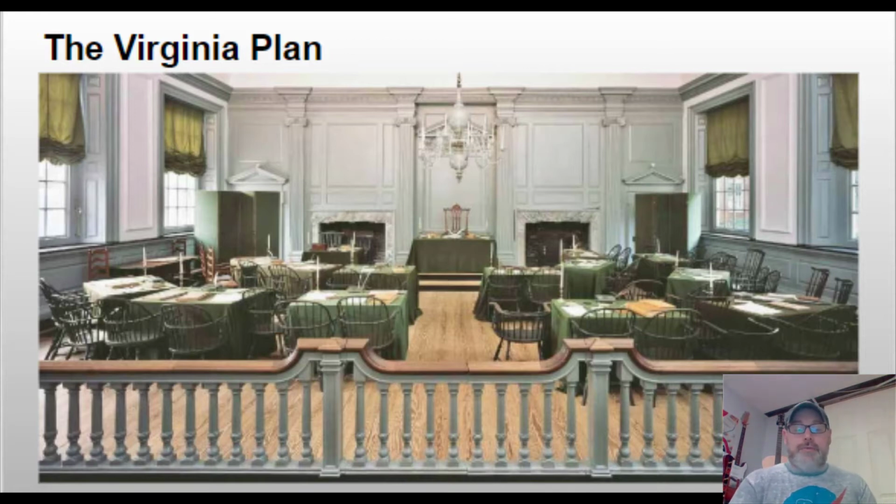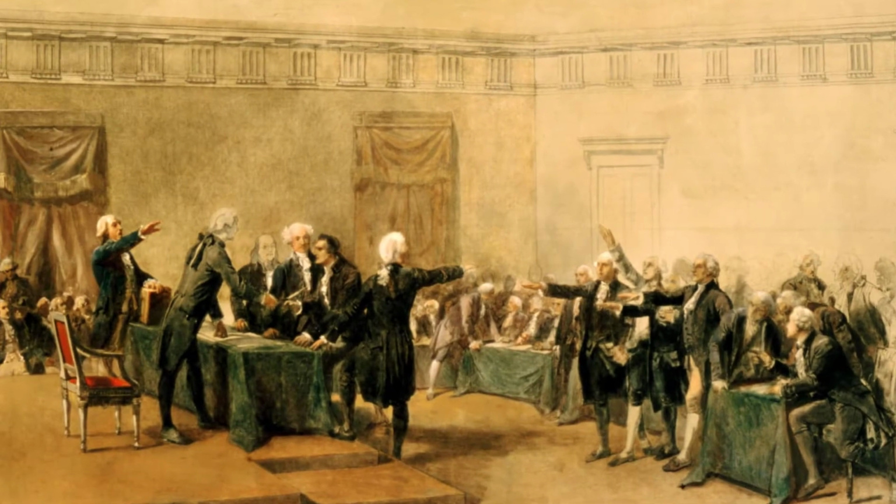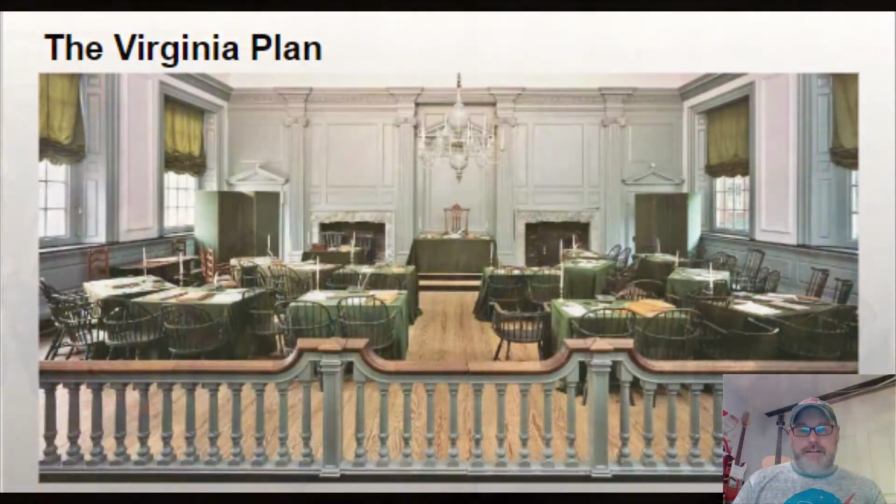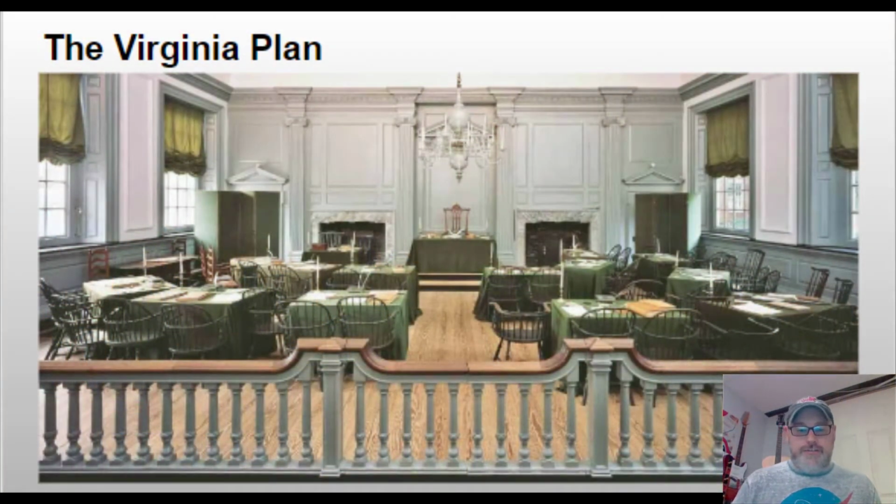Also within this plan, it called for 3 branches of government and a bicameral legislature. By bicameral, I mean there are 2 houses, an upper and a lower house of the legislature, like our Congress today. Within the Virginia plan, there would be a lower house, and those representatives would be voted on by the people. Then there would be an upper house that would be appointed from the lower house. In other words, the upper house would not be voted upon by the people. It would be appointed from the people who were voted into the lower house.